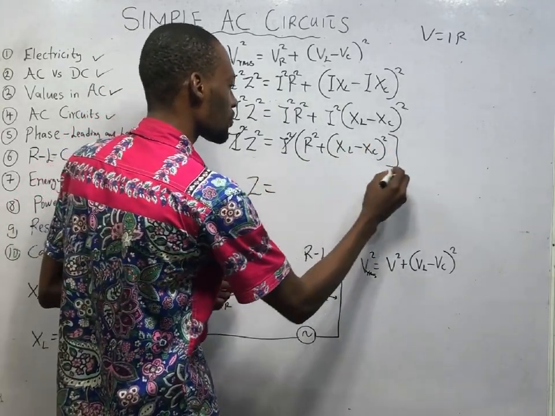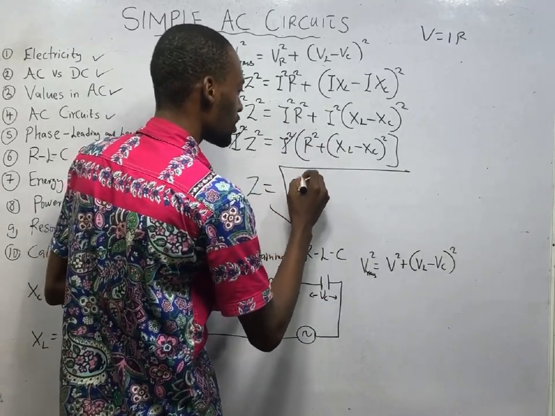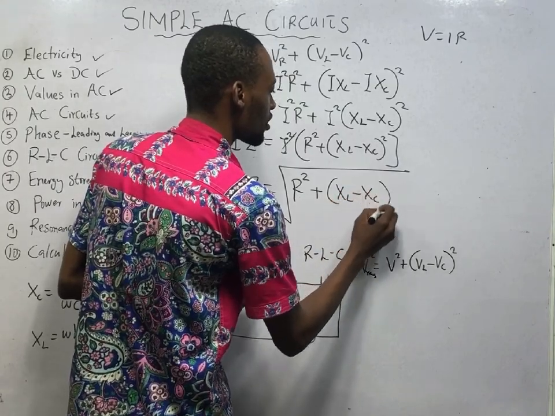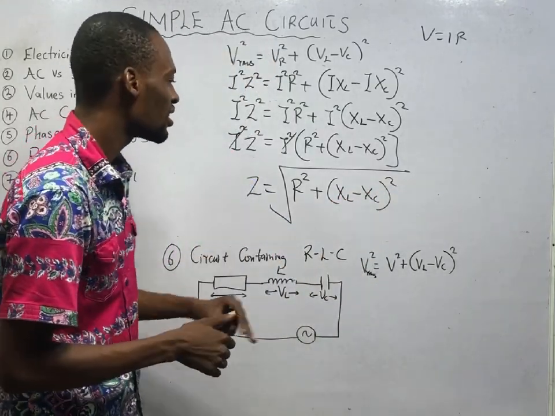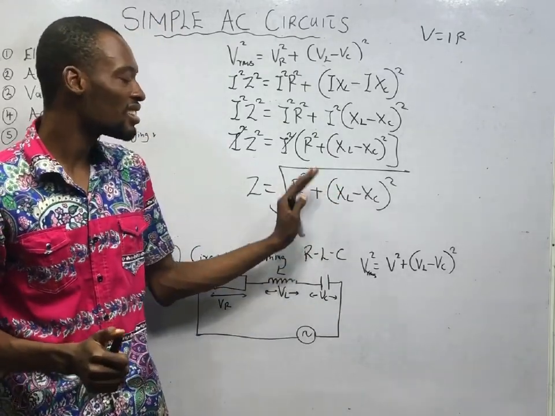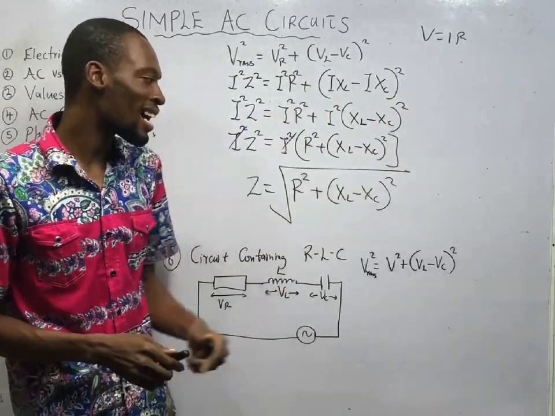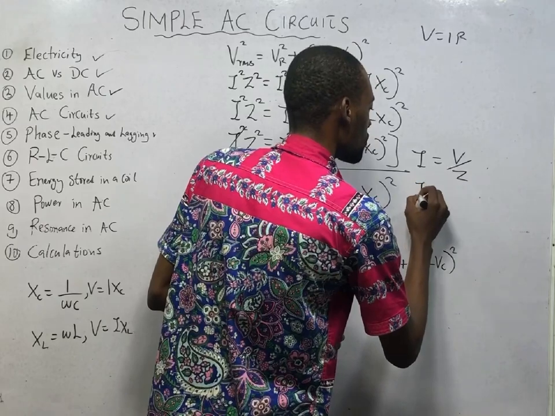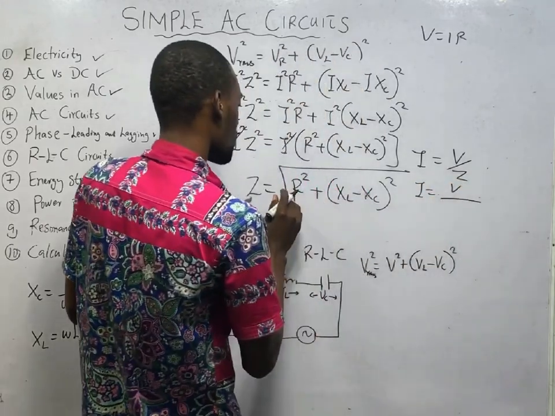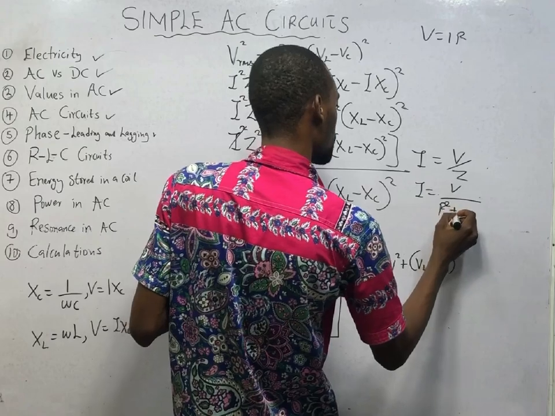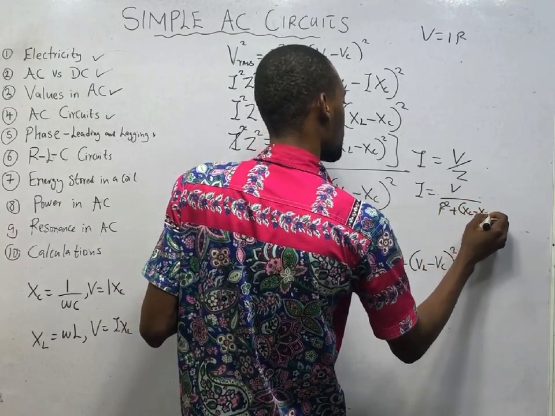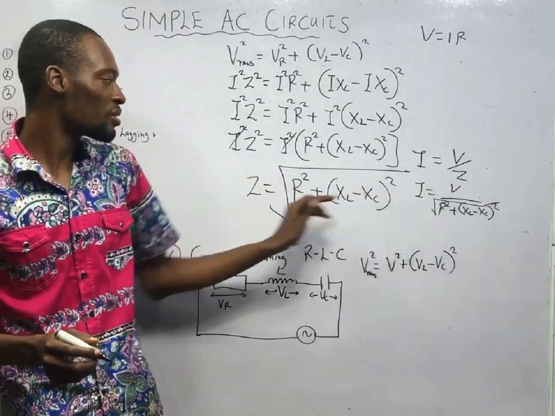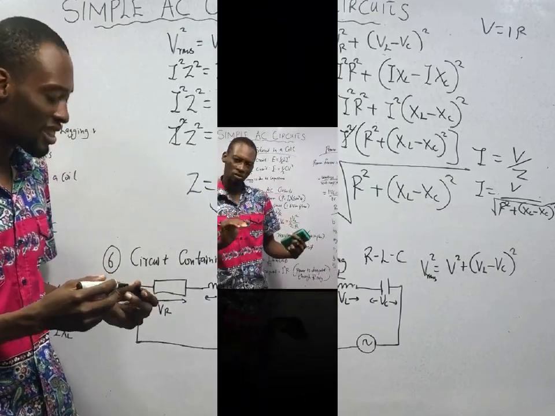Therefore, Z is equals the square root of R squared plus (XL minus XC) squared. Ladies and gentlemen, this is impedance in RLC circuit. And from V is equals IR, the current in RLC circuit will be voltage over impedance. So the current is simply V over the square root of R squared plus (XL minus XC) squared. So this is current in RLC circuit, impedance in RLC circuit.